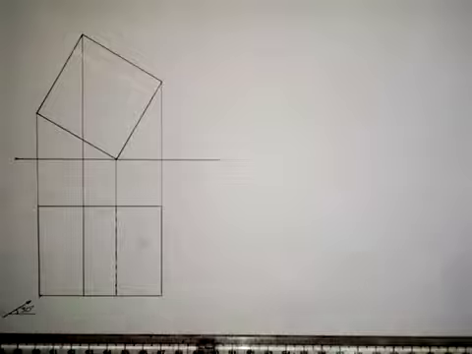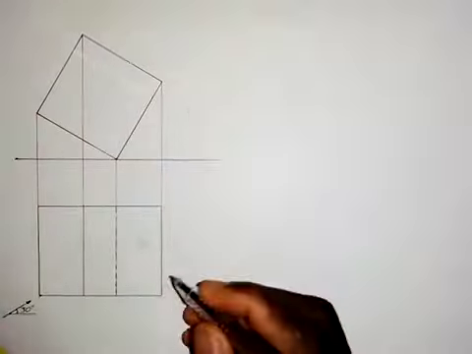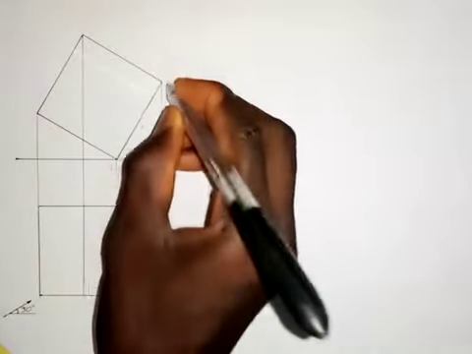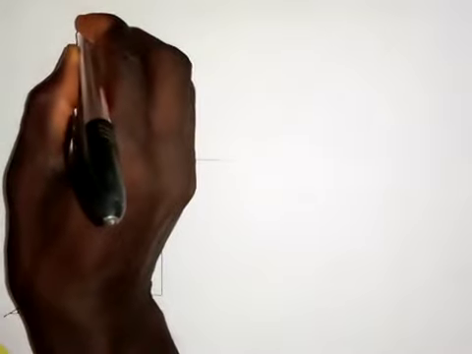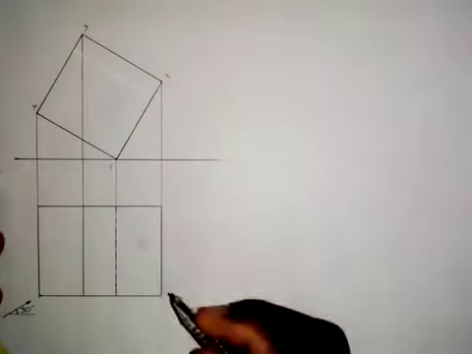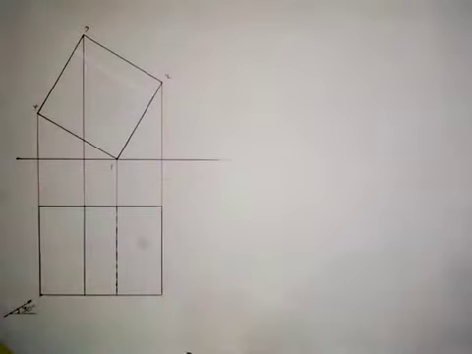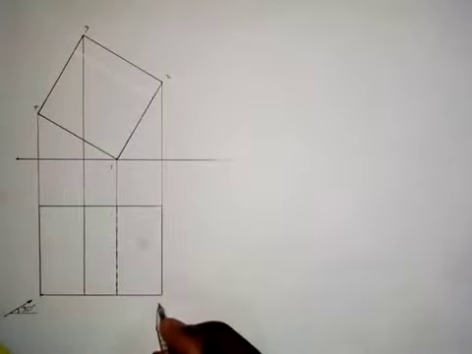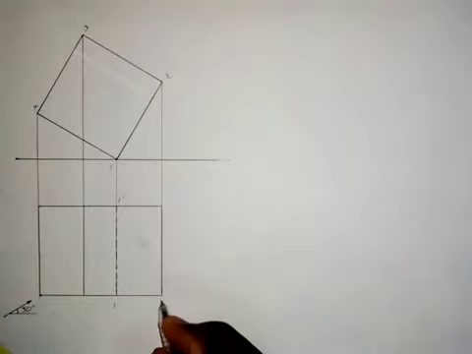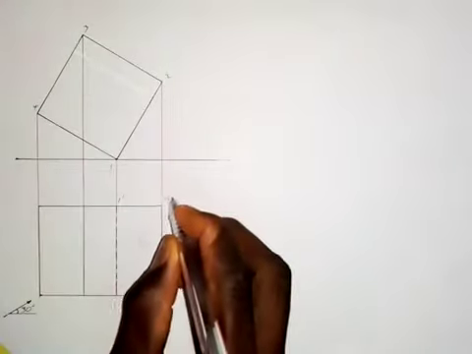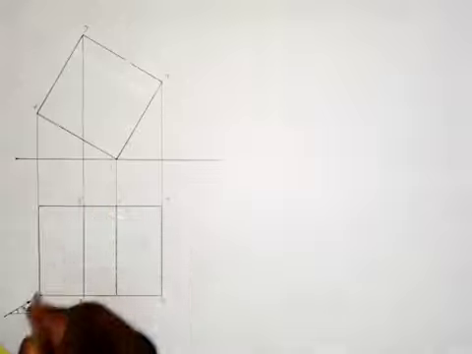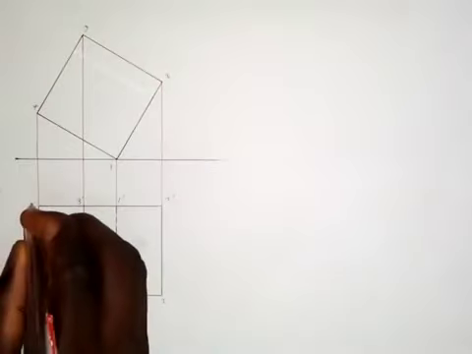What I'm going to do now is to number the points on the prism. I will call this point 1, this is point 2, this is point 3, and this is point 4. Also, I'm going to number the points on the plan. As we have 1 there, this is 1, and I will call this point 1 prime. This is point 2, and this is 2 prime. This is point 3, and this is 3 prime. This is point 4, and this is 4 prime.